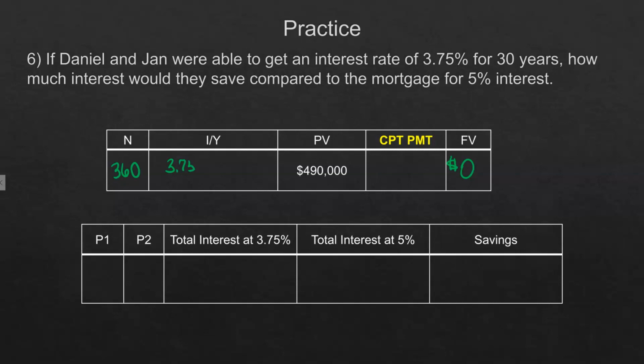So 3.75 divided by 12 is 0.3125. So that's how much you're charged monthly, right? That's your periodic rate. And then compute your payment. So the payment's going to go down from where we were previously. It's $2,269.27. Okay. So now we're going to use our amort keys again.